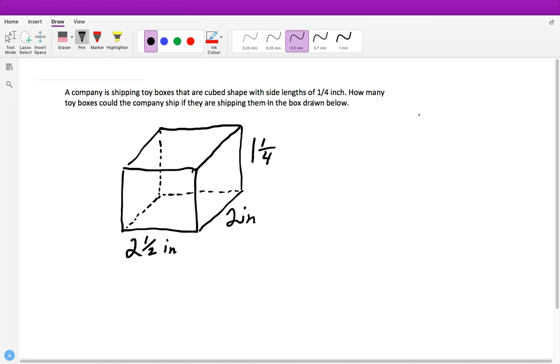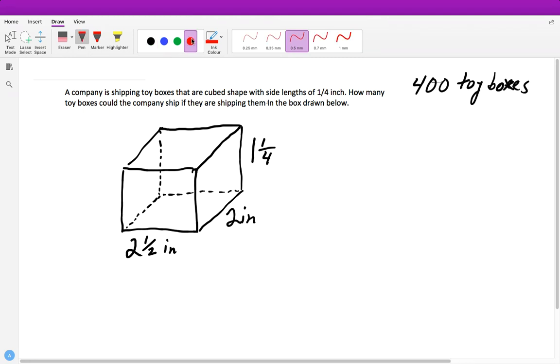So pause this, see if you can get an answer. And I'm going to write the answer in the top right corner now. And after you pause it and work this out, if your answer does not match, then just please make sure you watch this question. If it does match, then you don't have to waste your time with this. All right, so the answer for this will be they can fit 400 toy boxes inside. That's how many they will ship.